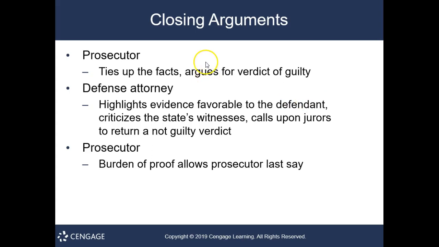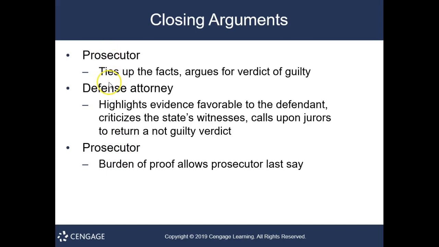Now, closing arguments is the next stage. The prosecutor will tie up the facts, argue for the verdict of guilty. They'll organize everything together, make it real easy for the jury to understand. The defense attorney then highlights evidence favorable to the defendant, criticizes the state's witnesses, calls upon jurors to return a verdict of not guilty. The prosecutor then comes on next.